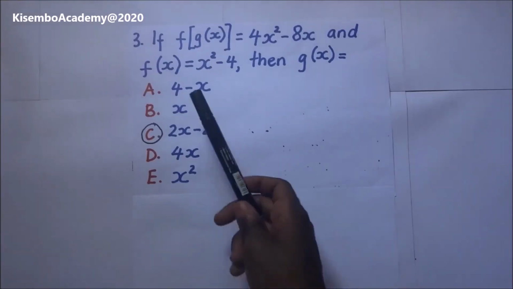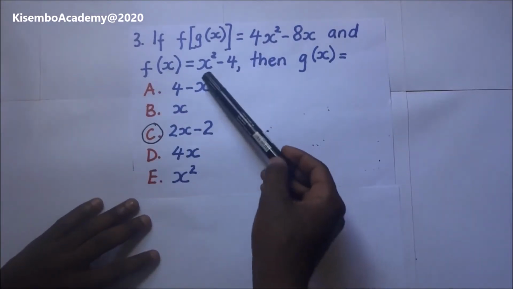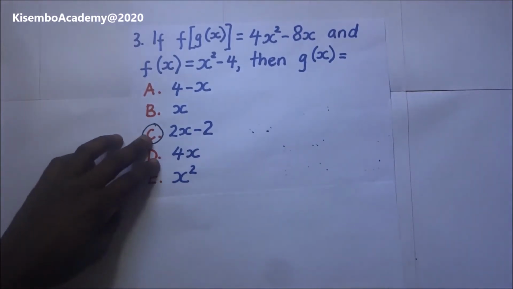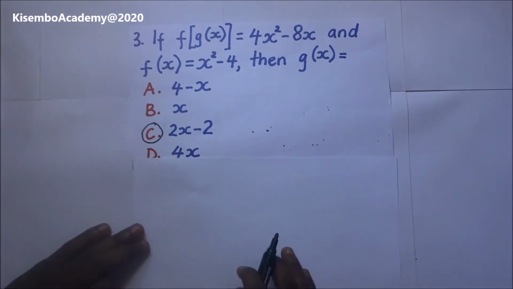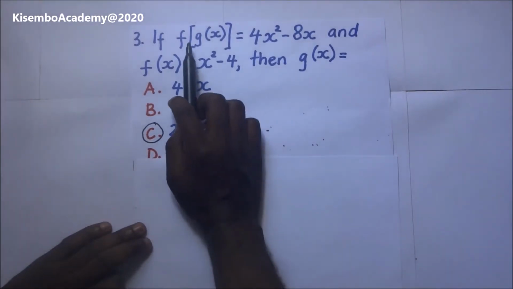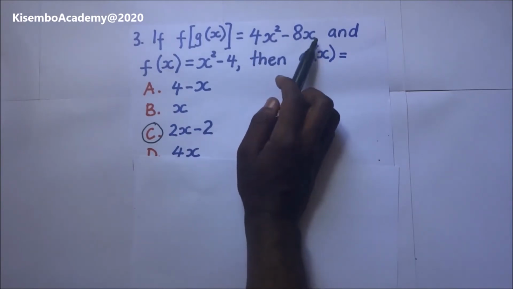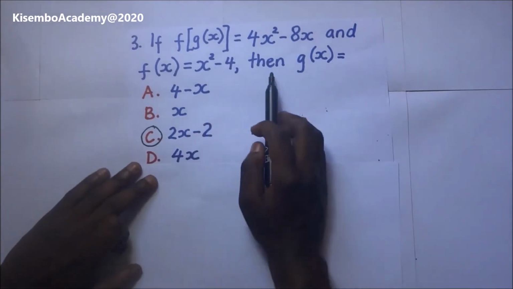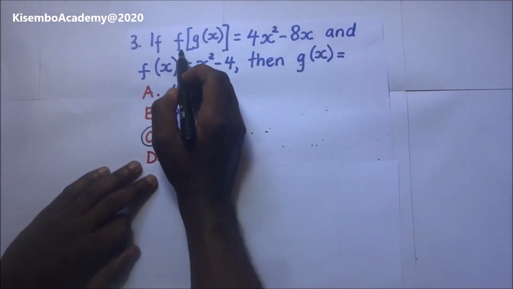Now what if they gave us this very same question and didn't give us these answers, and we were supposed to just find it the way it is? How would we go about that? This is an alternative way of looking at this. We have this composite function f of g of x giving us 4x squared minus 8x, and f of x giving us x squared minus 4. So what is g of x? To begin with, this is a composite function.